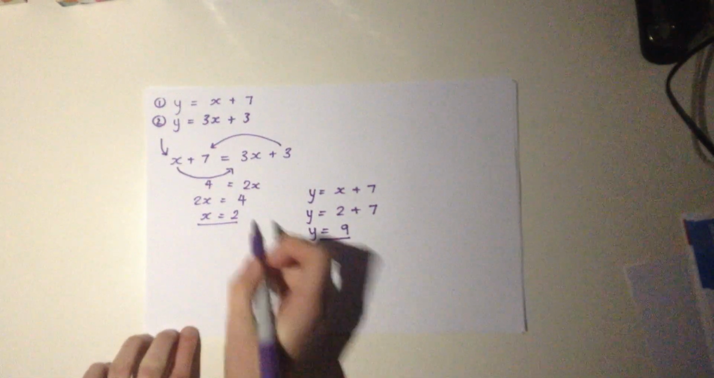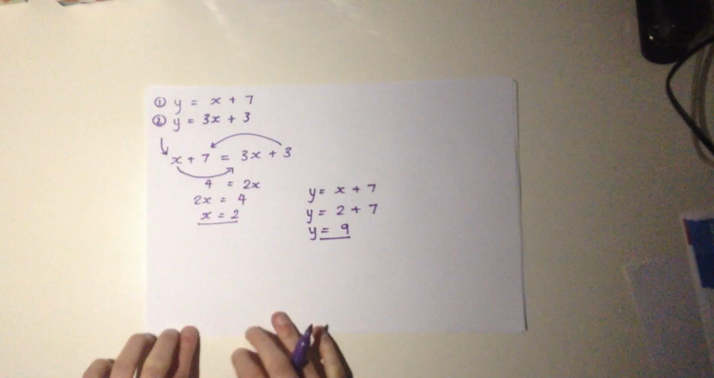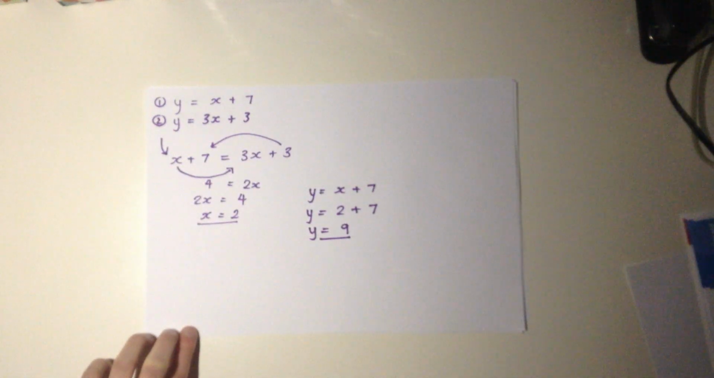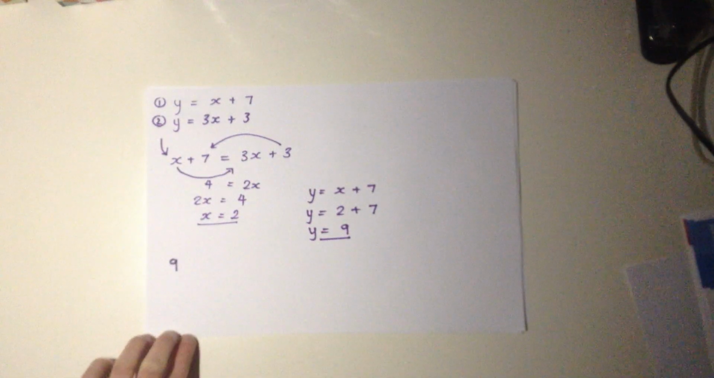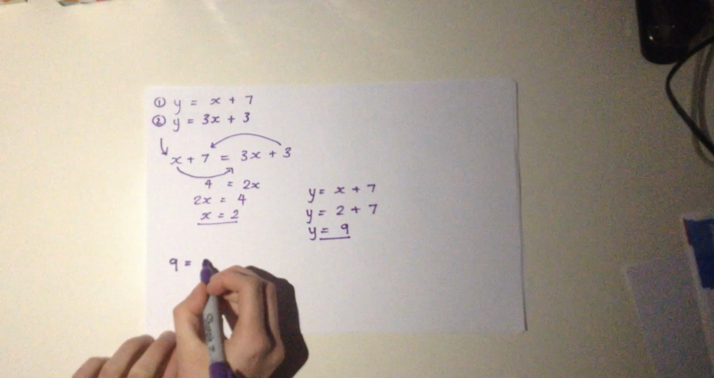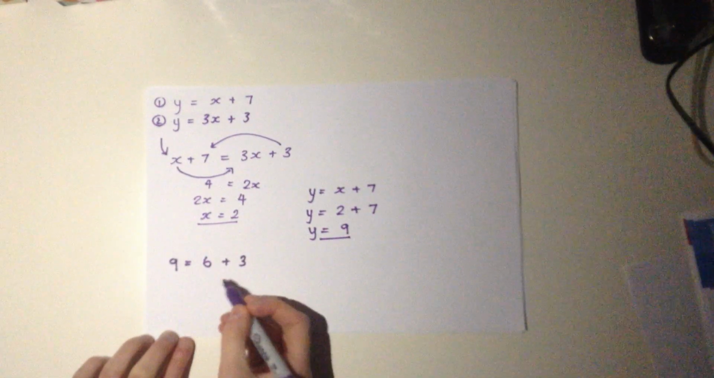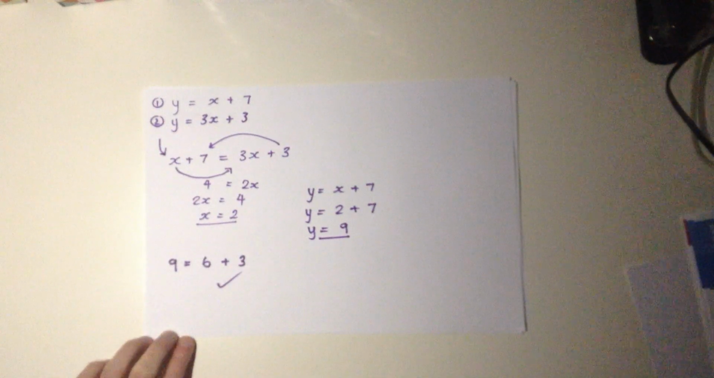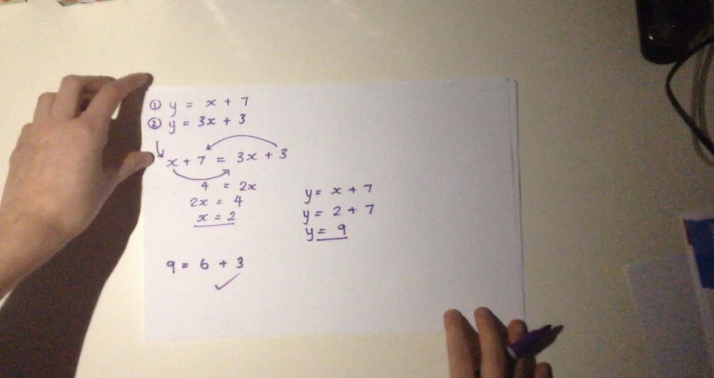Okay, now once we've got the two values for x and y, we go back up to equation 2, and we'll put the values in and see if we're right. So y, 9, equals 3 times 2, which is 6 plus 3. Now, does 6 plus 3 equal 9? Yes, it does, meaning that 2 and 9 are the correct values.